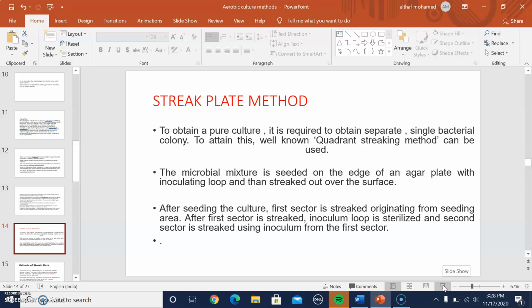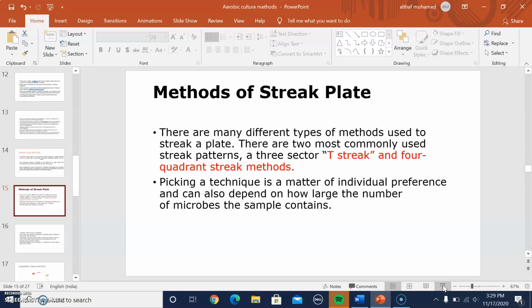Here the microbial mixture is seeded on the edge of the agar plate with an inoculating loop, I will show the picture, and then streaked out over the surface. After seeding the culture, the first sector is streaked originating from the seeding area. After the first sector is streaked, the inoculating loop is sterilized and the second sector is streaked using the inoculum from the first sector, like that. I will show the picture.